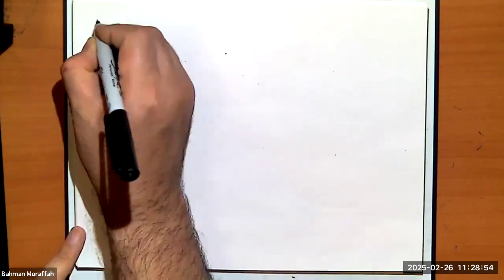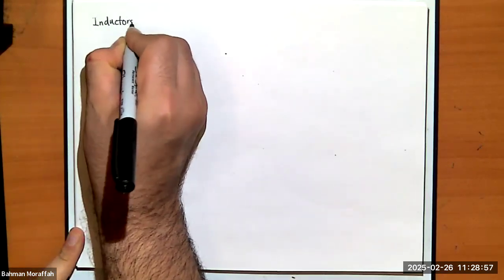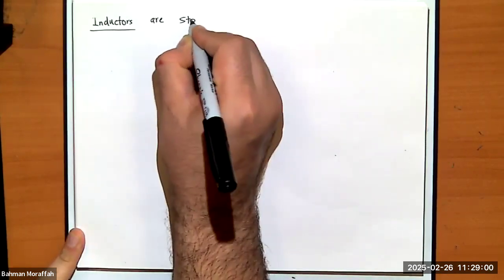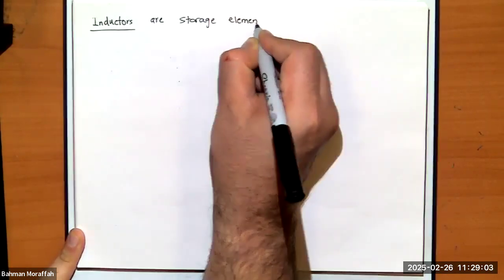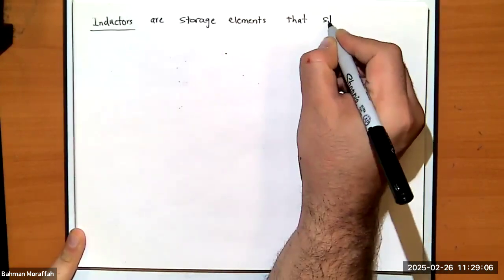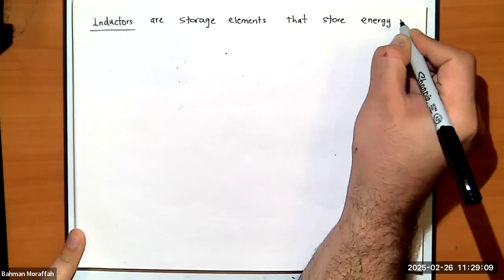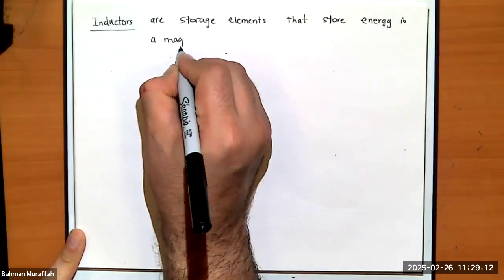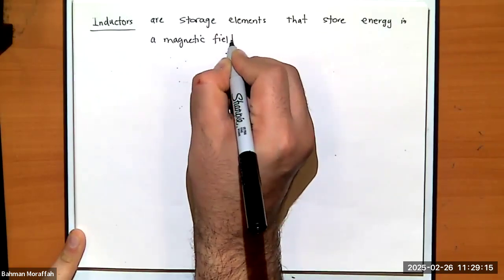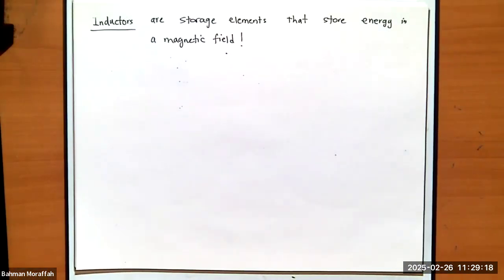So now we got this out of the way. Let's talk about inductors. As we talked about before, inductors are also storage elements, but they store energy in a magnetic field. So inductors are storage elements that store energy in a magnetic field. But let's see how it works.